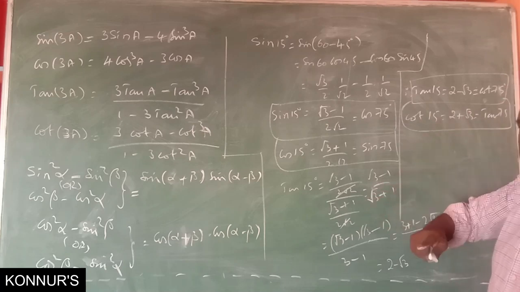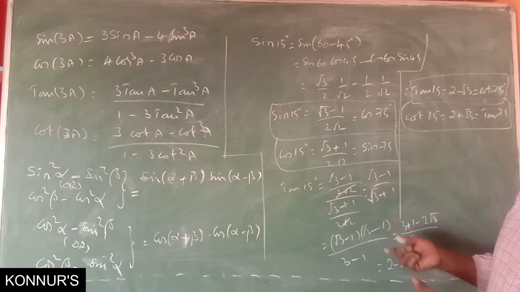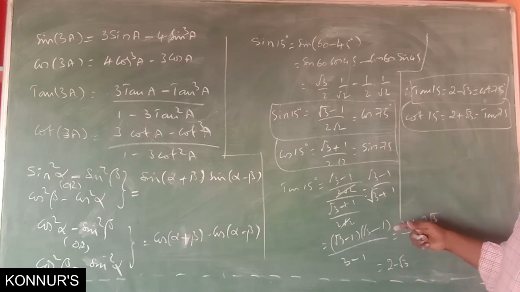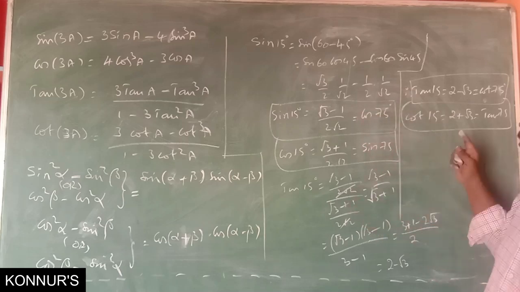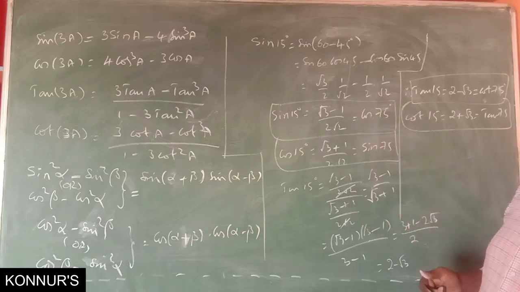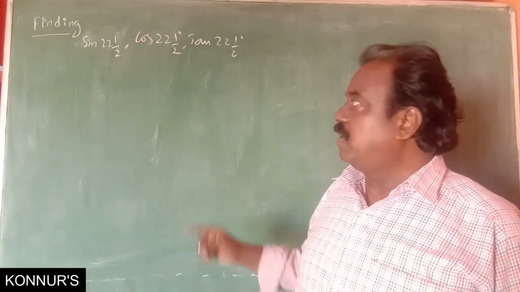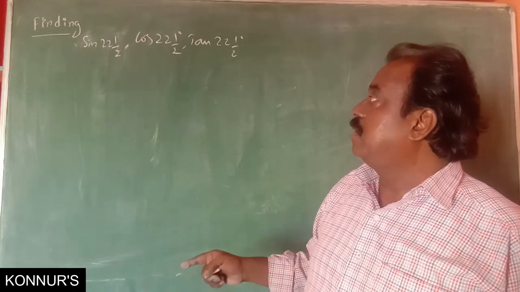Okay, we can calculate. It is synopsis only. In object, you go some deep. So this is sin 15, cos 15, tan, and cot 15. Is it clear? Yes. You see, it is somewhat different and important.